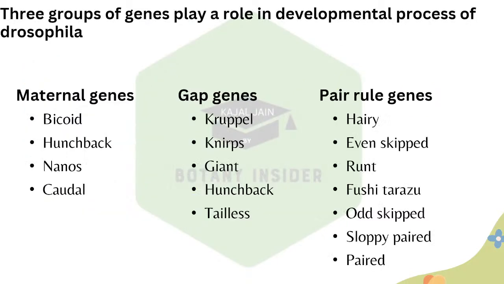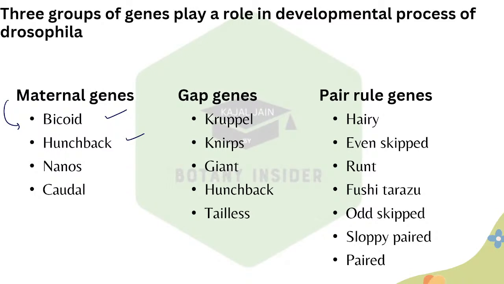Now, when we look at the entire listing of the various genes, you have the maternal genes. In the maternal genes you have bicoid, hunchback, nanos, and caudal, four genes: bicoid, then hunchback, then nanos, and then caudal. Then you have the gap genes.